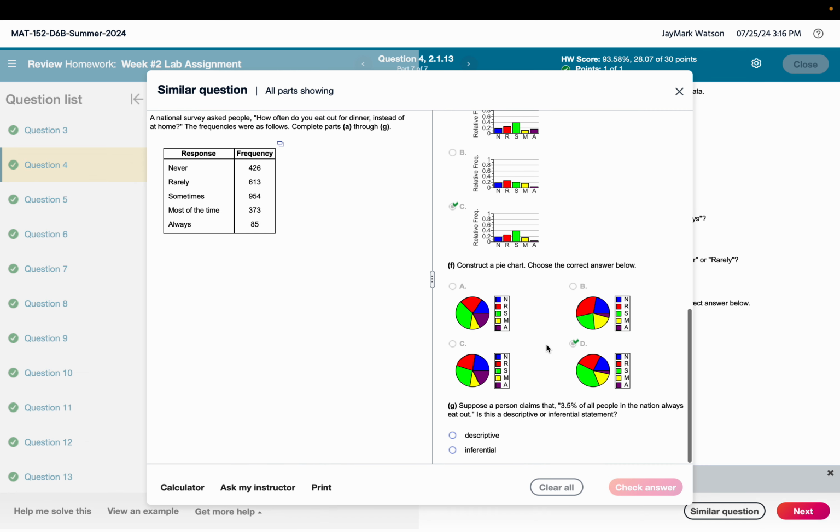So suppose a person claims that 3.5 of all. Oh, sorry, hold on. Notifications.